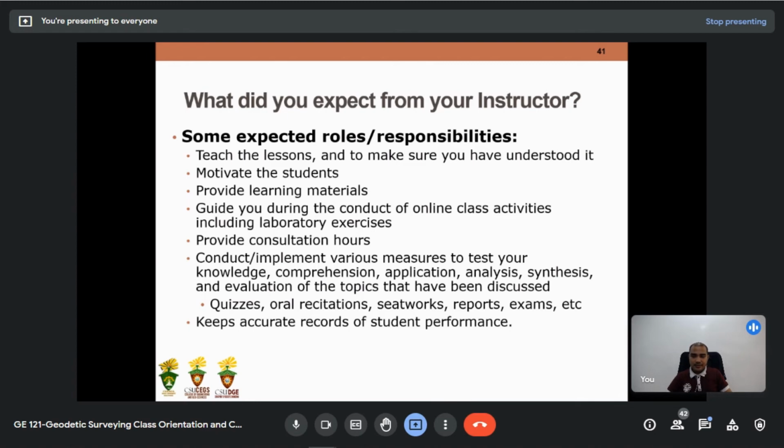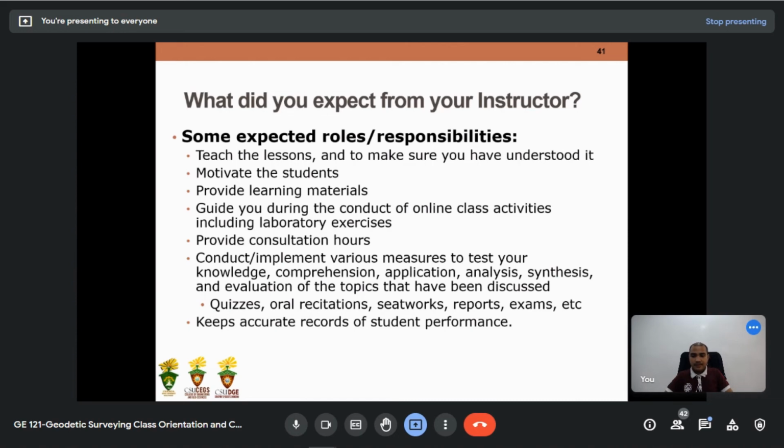Next is to guide you during the conduct of online class activities including the laboratory exercises. During laboratory exercises, naa ko during sa inyong pag-execute sa inyong laboratory kay if ever na may mga questions, so matubag na nato. Next is to provide consultation hours, no? Consultation hours na if ever na amoy mga ipa-consult or na amoy ipangutana in the academic matters, no? So makatabang mi ana sa inyo.